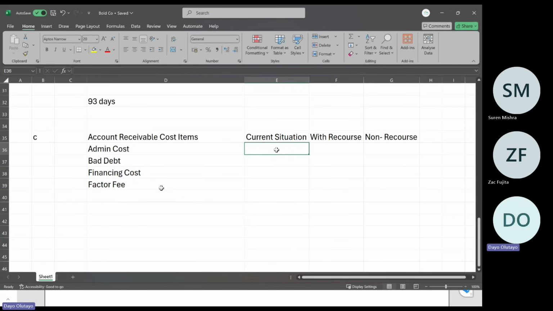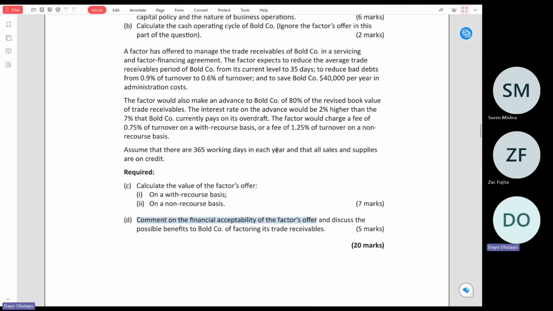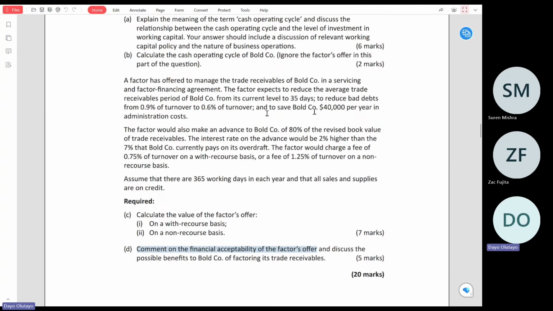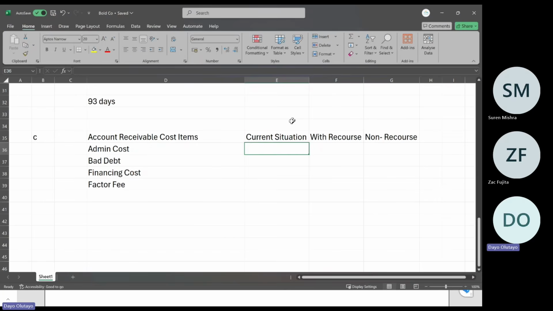So current situation, what's our admin cost? They didn't give all the admin cost, but they told us that there will be savings of 40,000 per year in admin cost. So either you assume 0 here, and you have savings of 40 here. But rather, I would tell you that if there is a savings of 40,000, why don't you just put the 40,000 as the current situation? So you know that for admin cost, current situation is 40,000, but once you get these guys, it will be saved and become 0, 0.